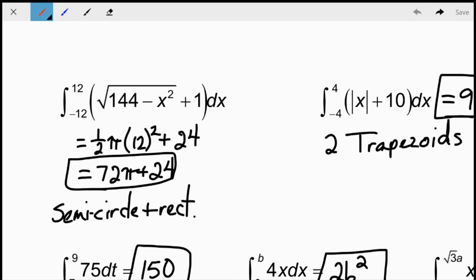Now, the other way to think about this is to say, okay, it's a semicircle, but now I've shifted it up 1 unit. So when I shift it up 1 unit, I'm creating that rectangle of area underneath the semicircle. So you can think about it either way geometrically. You're going to get the same thing. You can either break it into 2 integrals, or you can think about a semicircle shifted up 1 unit.